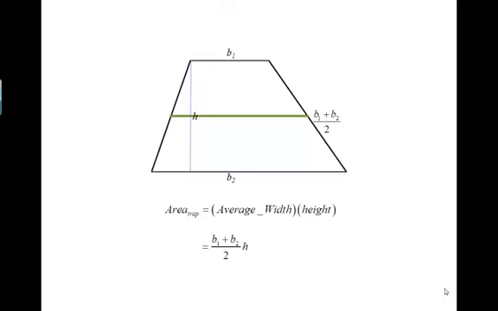This maintains the reasoning that we did to find the average width. We didn't use h over 2. Here we keep b1 plus b sub 2 over 2, the average width, times the height.